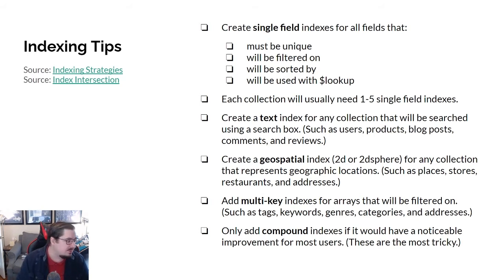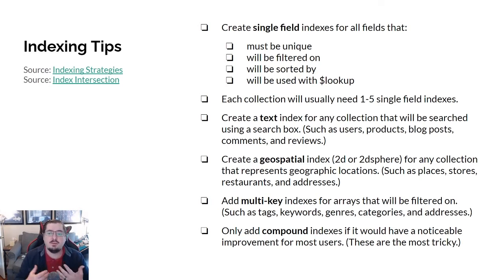You also want to use those anytime that field is going to be used with a lookup. And lookup, we'll talk about in a minute, is with our aggregation pipelines, to do things like joins. So if you're going to join on that value, you should index that value. Okay?